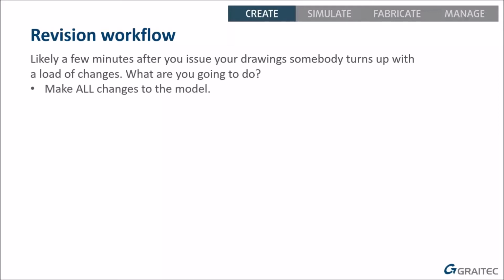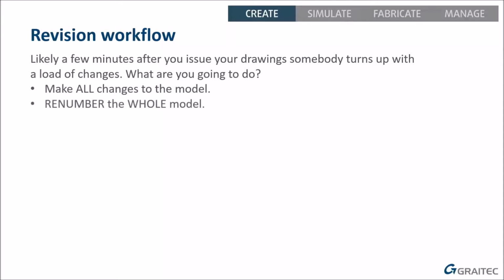First of all, you need to make all the known changes to your model. Don't even think about making a few changes and issuing a few drawings, then making a few more changes and issuing a few drawings. That's just not going to be a very efficient workflow. Do all the changes you know about. Whether that takes you 10 minutes or takes you 10 days, do everything that you know, everything you can think of, until you think you've got a stable model again.